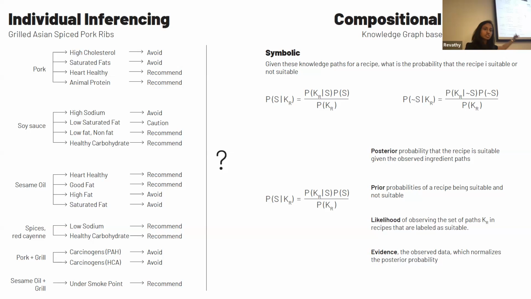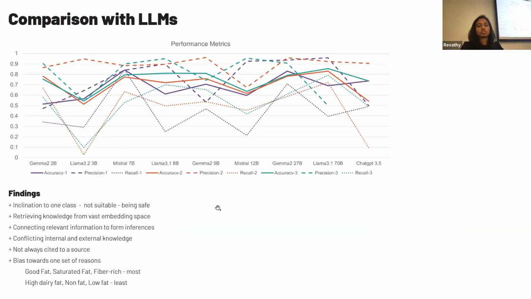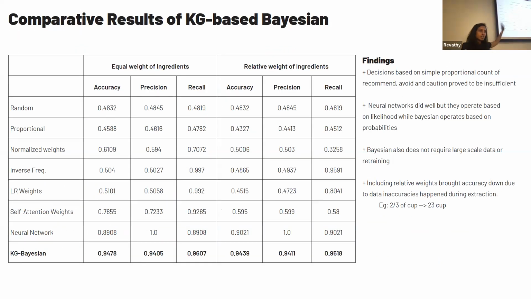And this is a simple Bayesian equation. So given these knowledge paths, we are going to evaluate what is the probability that the recipe is suitable or not. I'll go over the details of this Bayesian inferencing in the supplementary section, but in the interest of time, let me quickly go over and show how the results look. We compared it against several baselines. Obviously, the KG-based Bayesian performed really well.